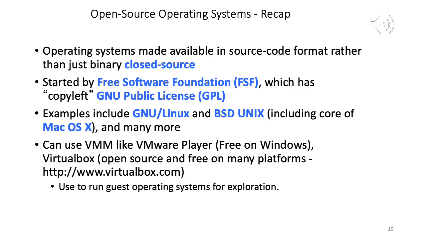Now I am on slide 10, open source operating systems recap. What is an open source operating system? These are those operating systems which are made available in source code format. So the source code, let's say the C code, is available in the public domain, as opposed to closed source operating systems for which just the compiled binaries are available.